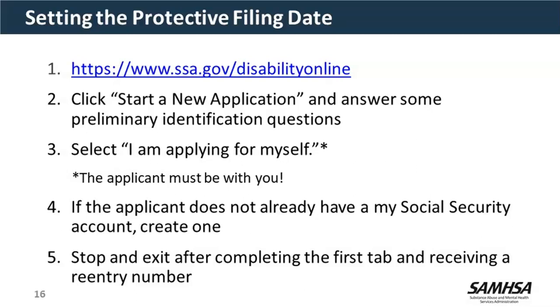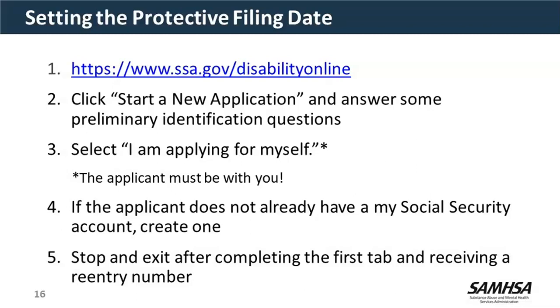So there is a workaround in doing it. What you want to do when you're setting up your protective filing date is click on Start a New Application, and answer some of the preliminary identifications.